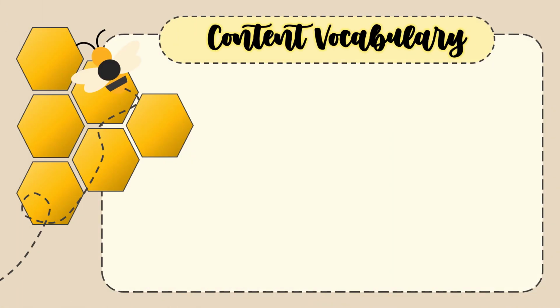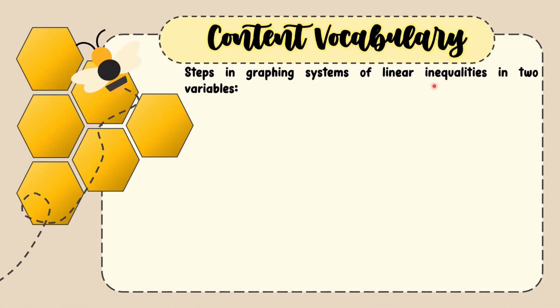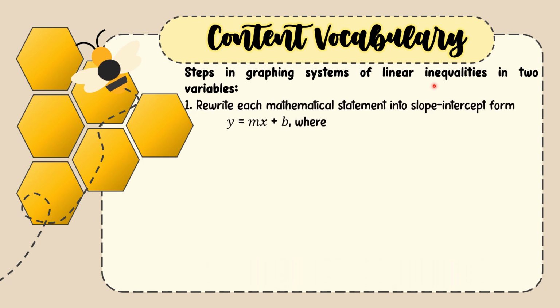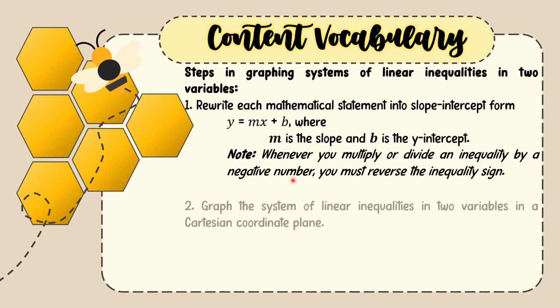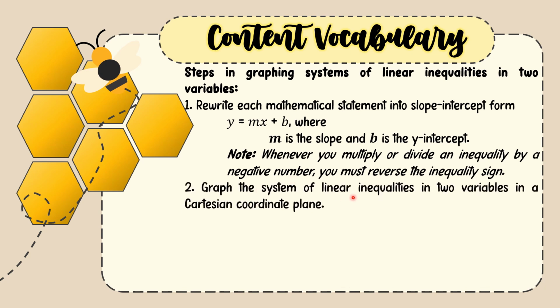Now let's proceed to the steps in graphing systems of linear inequalities in two variables. So we have here step number 1. Rewrite each mathematical statement into slope-intercept form, which is y equals mx plus b, where m is the slope and b is the y-intercept. Note, whenever you multiply or divide an inequality by a negative number, you must reverse the inequality sign.